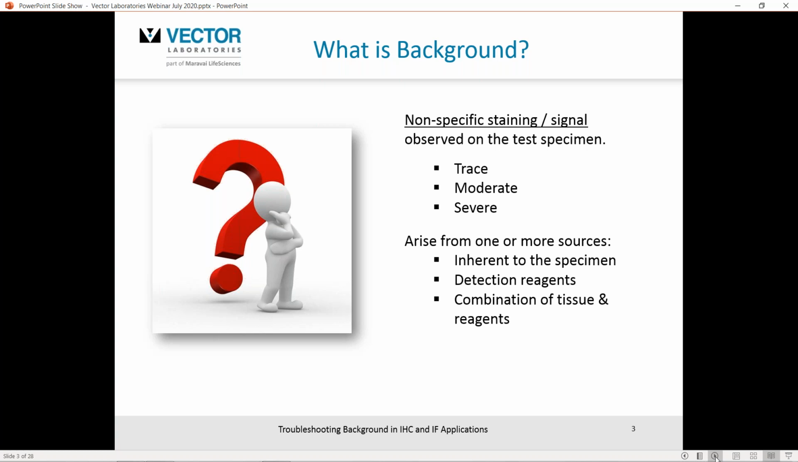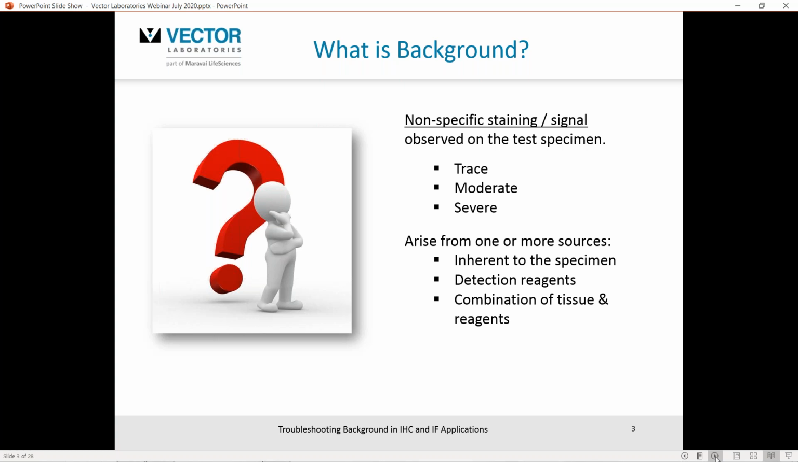It may be a little heavier, a moderate type of expression, and I'd have to say that most investigators would probably face either trace or moderate background expression in their preparations. If they do see a severe background staining, toning, I would say that more than likely there's something fundamentally wrong with the assay setup.